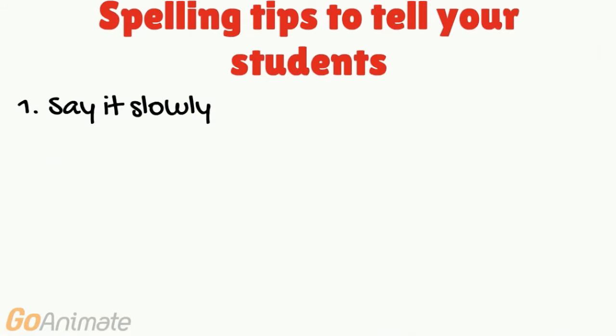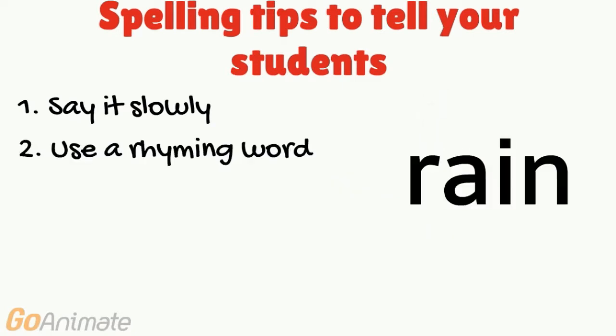You can say the word slowly and listen for the sounds you hear, such as s, a, t. You can use a rhyming word to sound out a word. If you can spell rain, then you can spell pain.